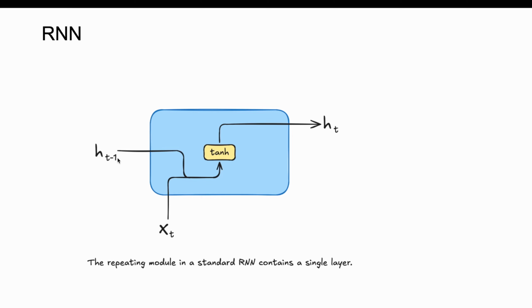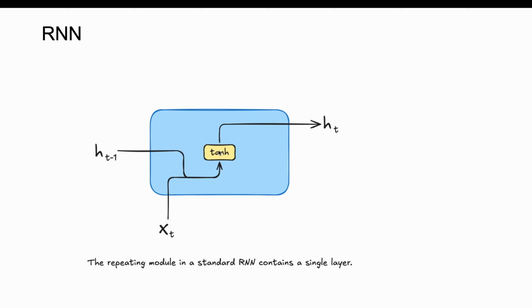What we are doing here is concatenating the input from the current time step and the hidden state from the previous time step. H(t-1) is the hidden state from the previous time step, which is the output from the previous time step, and X(t) is the input from the current time step. We concatenate both of them and pass them through this neural network layer, which has a tanh activation function. The neurons in this layer have tanh activation functions, and we get the output H(t), which is the hidden state for the current time step.